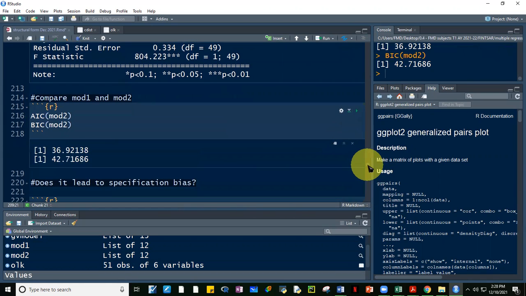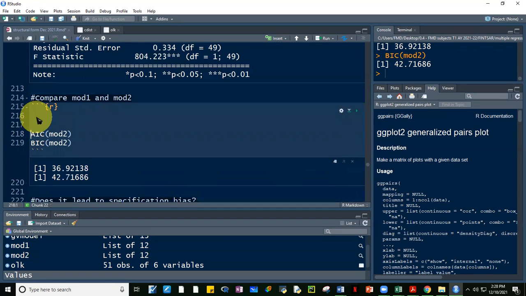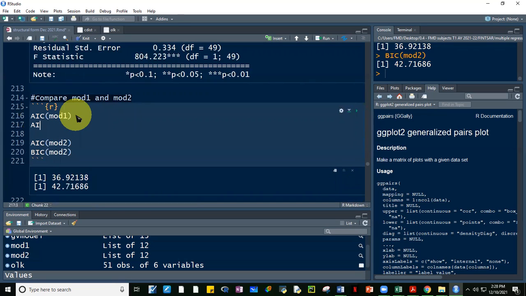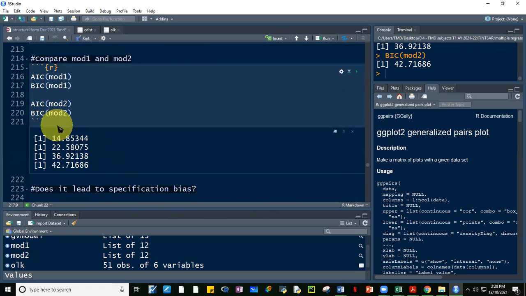Did our AIC and BIC go down? They went up. Earlier our AIC was 3642. Let me run that: AIC of model 1 and BIC of model 1, so we can compare. 1422 versus 3642. The AIC went up for model 2. That actually means model 1 is better, except that model 1 violates multicollinearity, so that's why we had to do something about it.